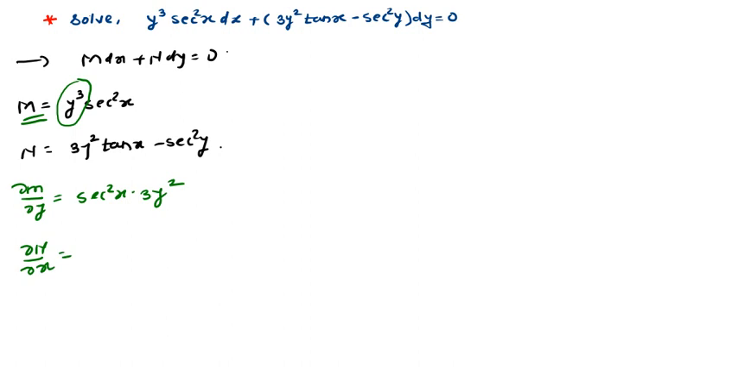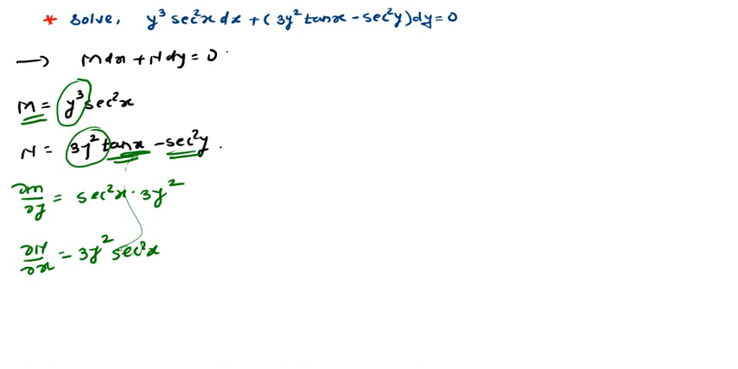Okay, so the x term is only tan x, which means 3y square will be constant, so we will write it as 3y square, and the derivative of tan x with respect to x is sec square x. And the derivative of sec square y with respect to x will be 0 because it is constant.